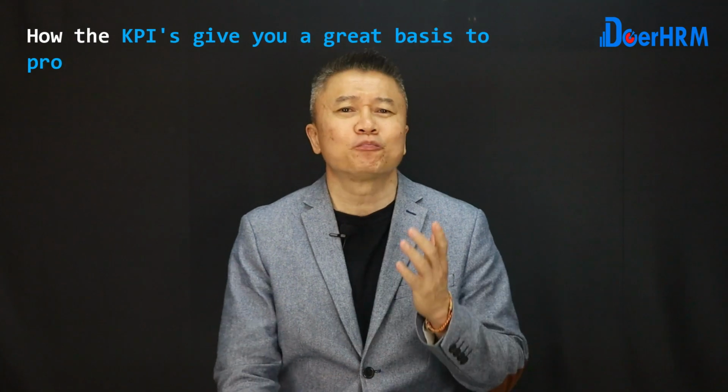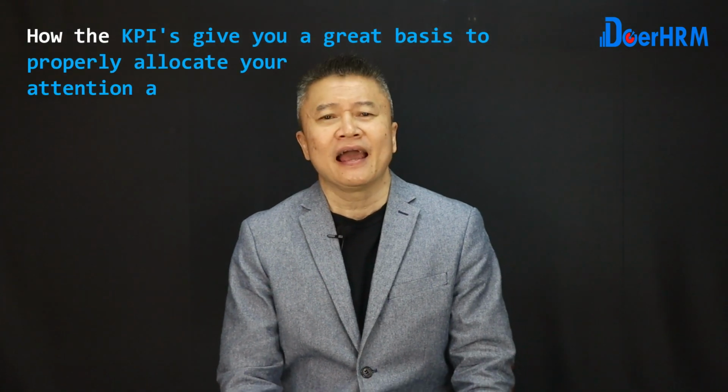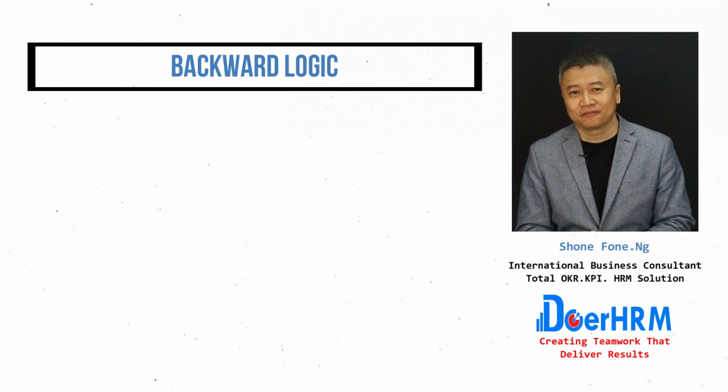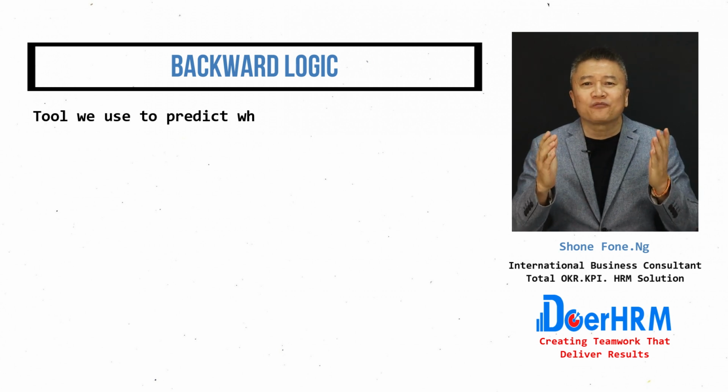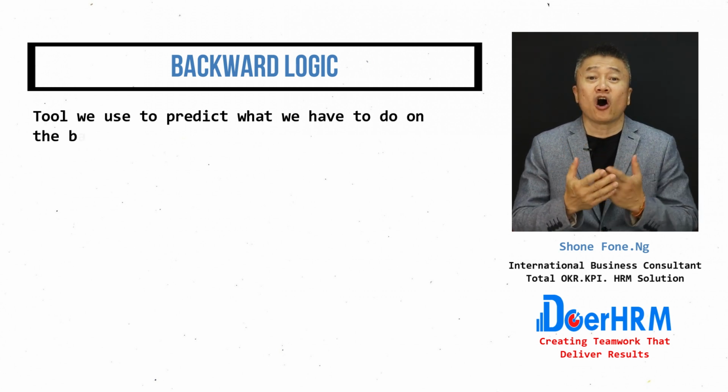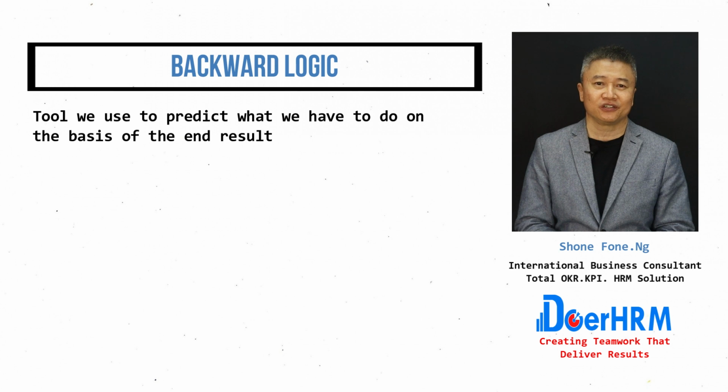In this episode, we talk about how KPIs give you a great basis to properly allocate your attention and money and obviously get the best result from your business. I would like to introduce 3 concepts and we will discuss more later. First of all, we will discuss something called backward logic. This is a very interesting tool we use to predict what we have to do on the basis of the end result we want to achieve.